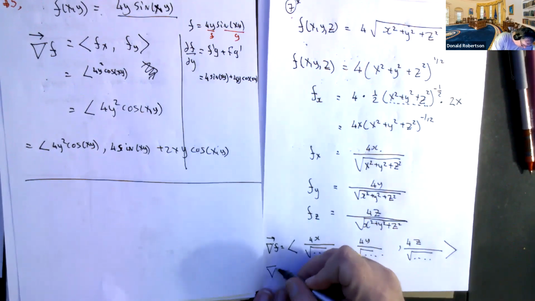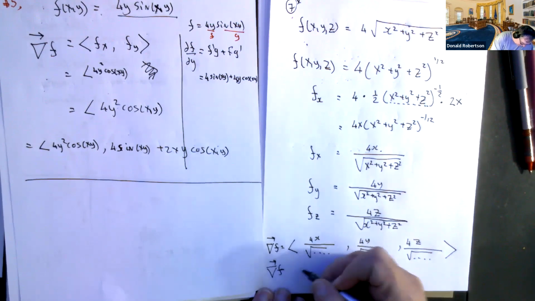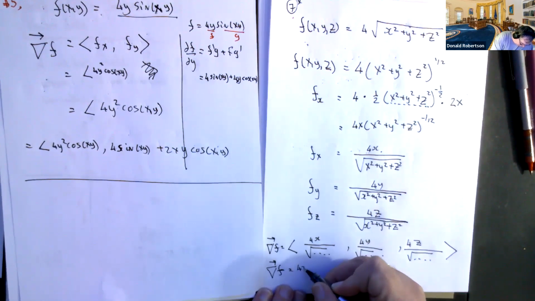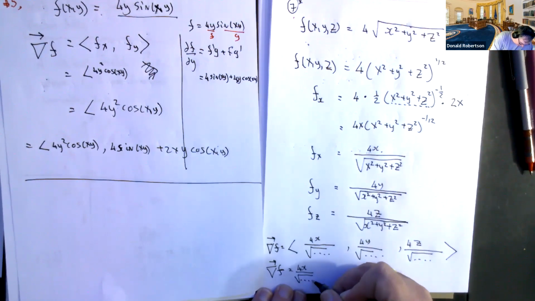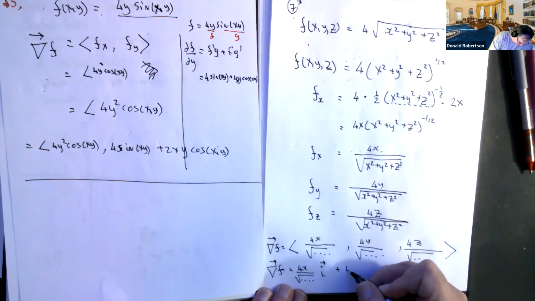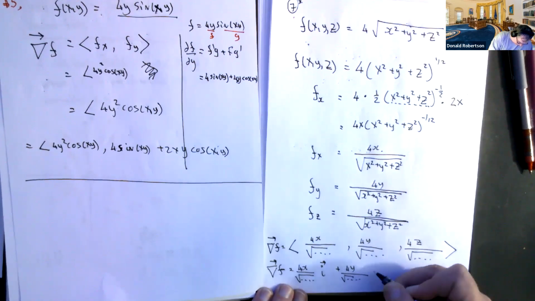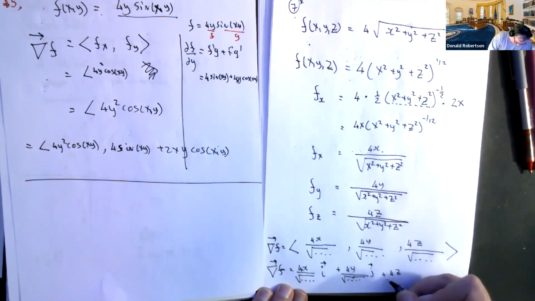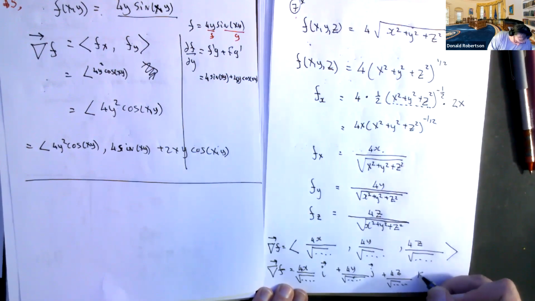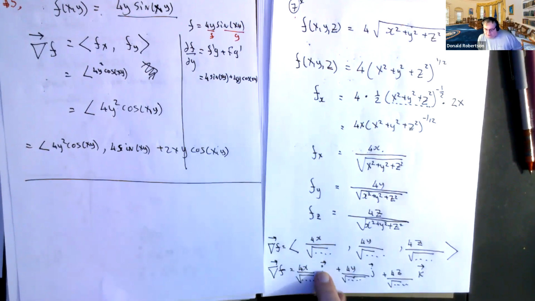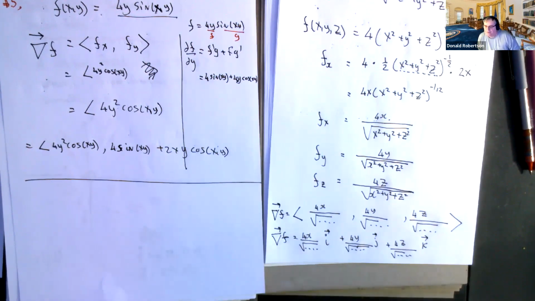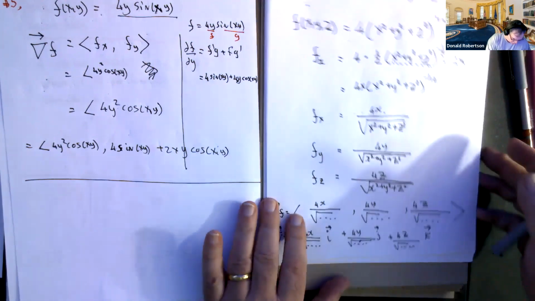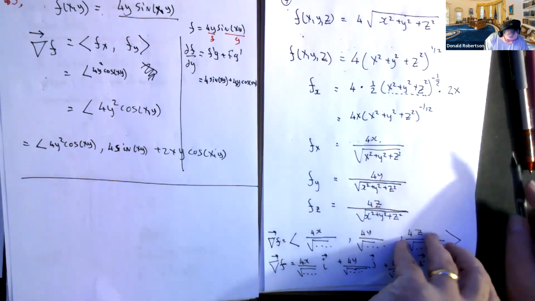You can also do it by doing 4x over this ugly square root i plus 4y over the ugly square root j plus 4z over the ugly square root k. But the vectors i, j, and k have to be the ones that you'll find in WebAssign. You can't just hit keyboard i, keyboard j, and keyboard k, because WebAssign won't know what you mean, and it will tell you you are wrong.